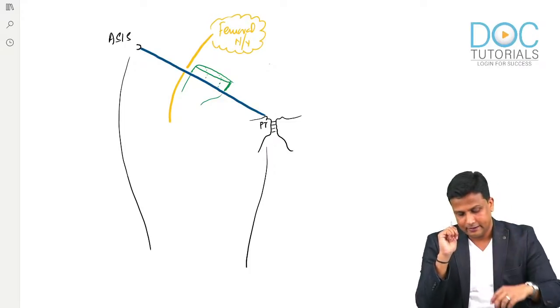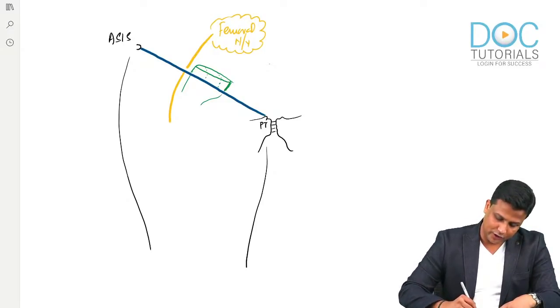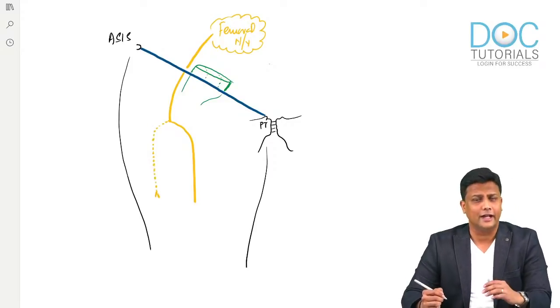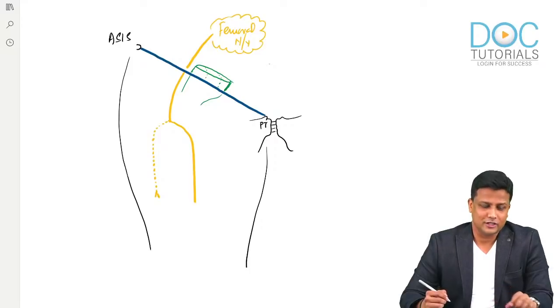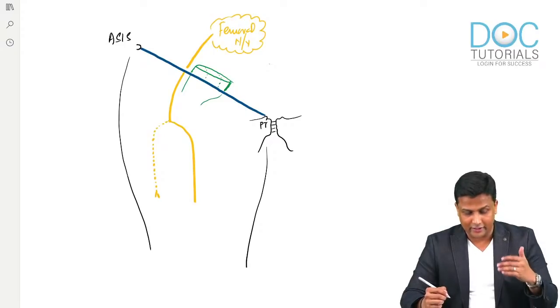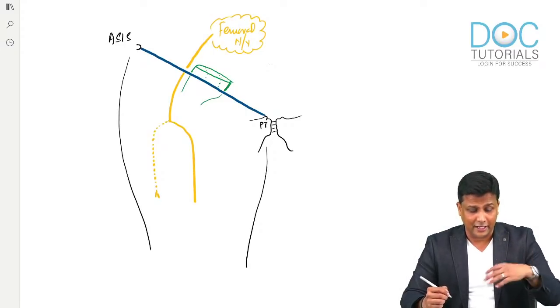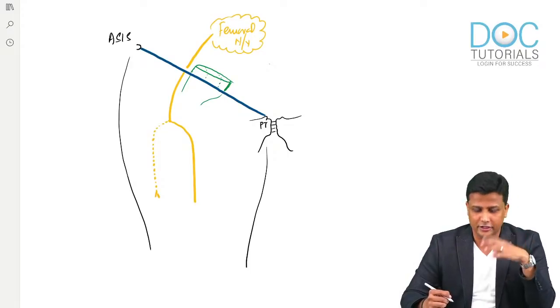Perfectly done. Now after coming into the thigh, the femoral nerve will divide into two divisions: the anterior division and the posterior division. And this is also a very important question already asked in your exams. The femoral nerve is divided into the anterior and posterior divisions with the help of which artery? What is the structure dividing it into two divisions?